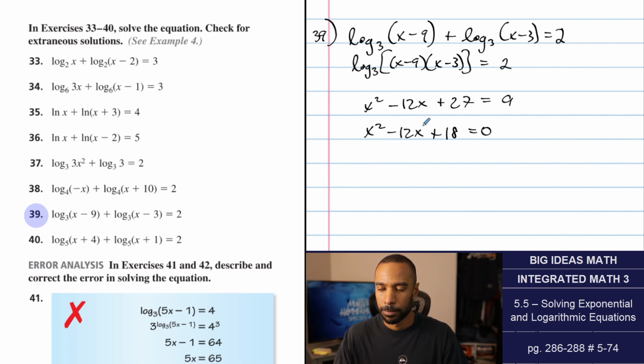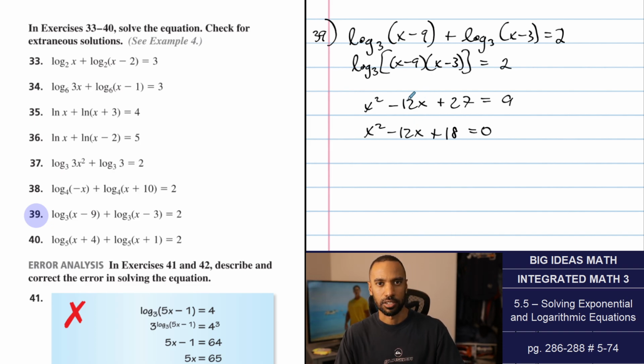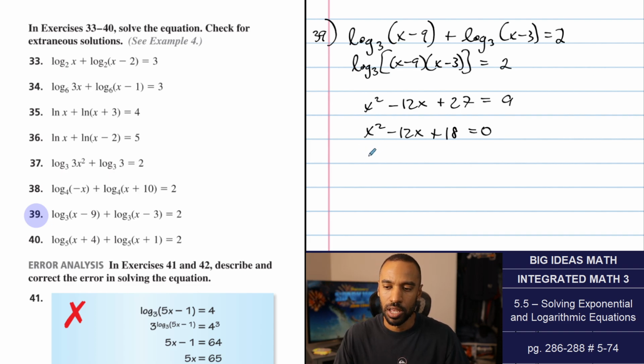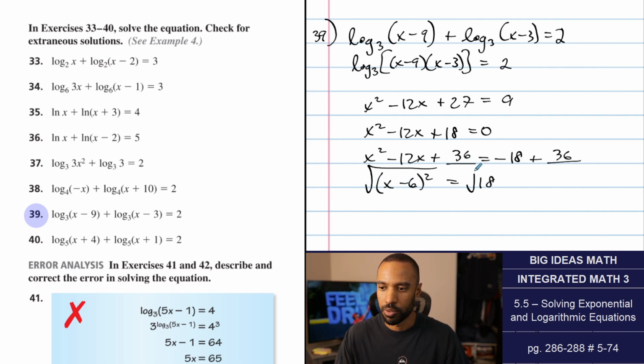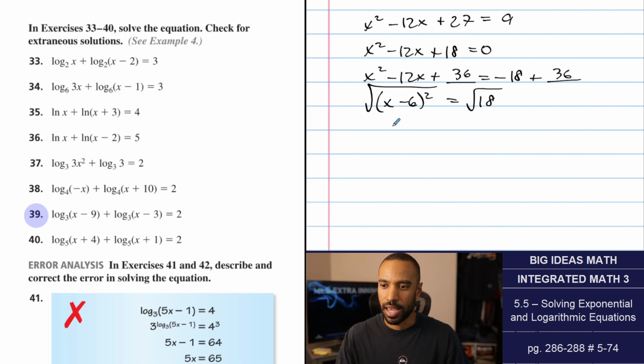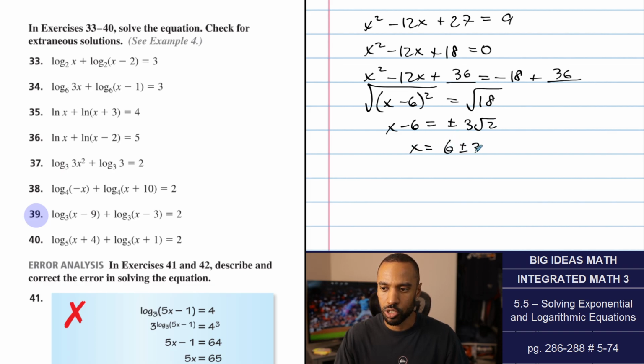And that doesn't factor, right? 6, 3, 9, 2. I don't think that factors. Let's solve by completing the square. I'm going to subtract the 18 over here. This will be 36. Yeah, not a perfect square. So this factors to x minus 6 quantity squared. -18 plus 36 is positive 18. Take the square root of both sides. You get x minus 6 equals plus or minus 3 root 2, if I'm going to be a little precise like that. So 6 plus or minus 3 root 2.